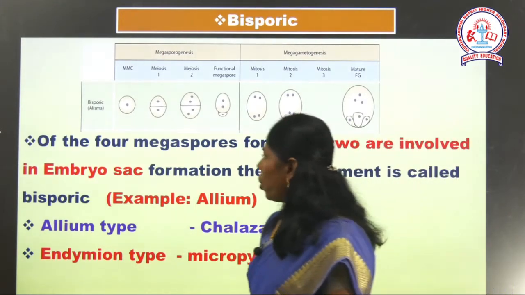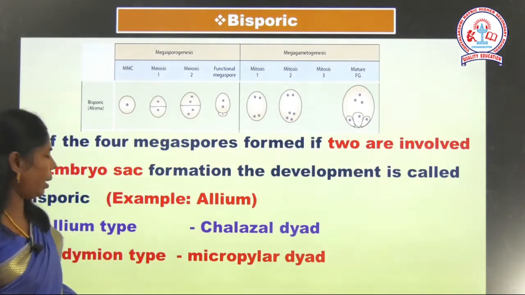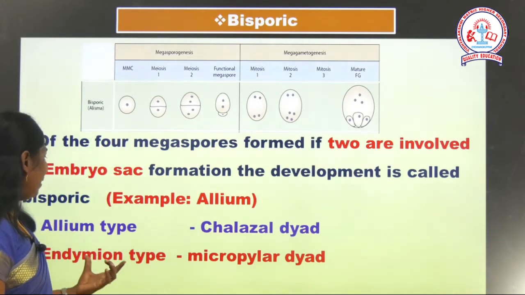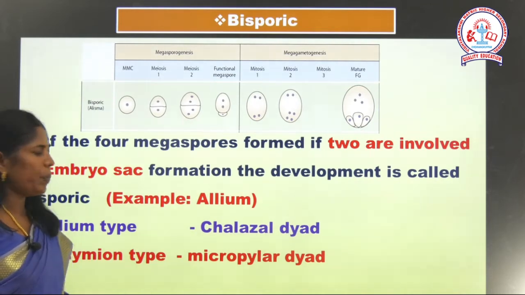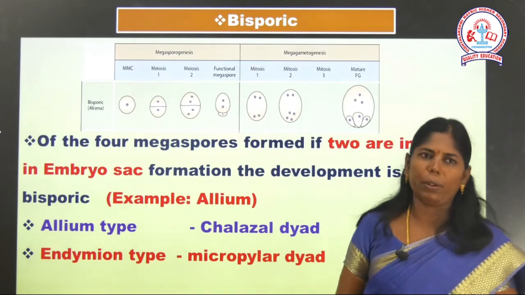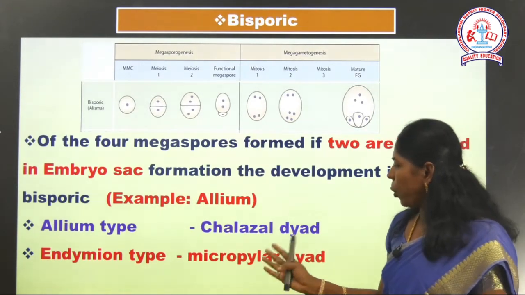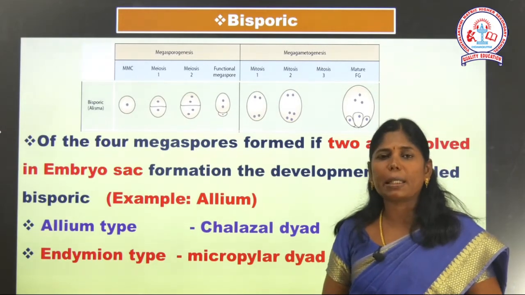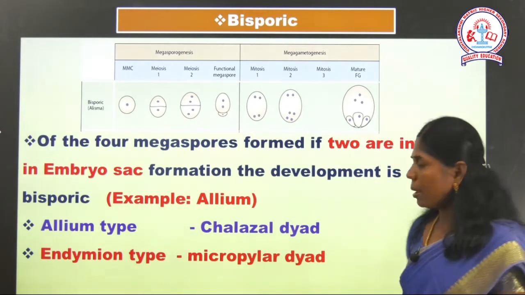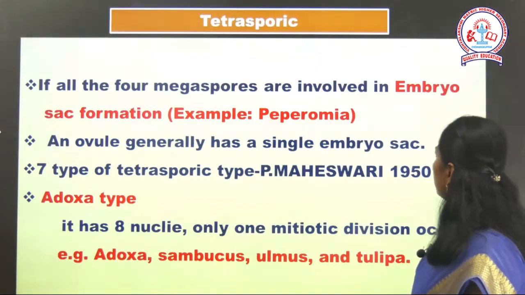Okay, so here the formations of the bisporic condition, an example is the Allium. There are two types: the Allium type and the Endymion type. The Allium type is a chalazal dyad. It consists of 2 nuclei. The Endymion type is a micropylar dyad, towards the micropylar end. Dyad means it consists of 2 nuclei.